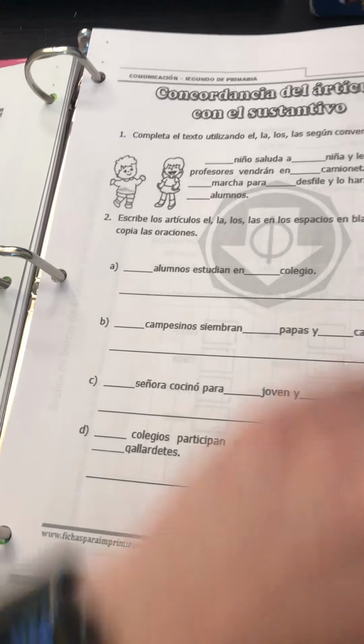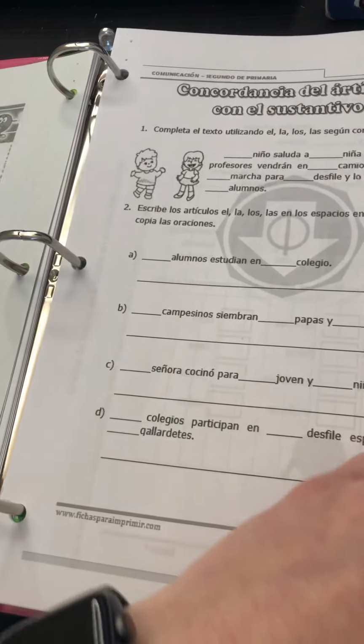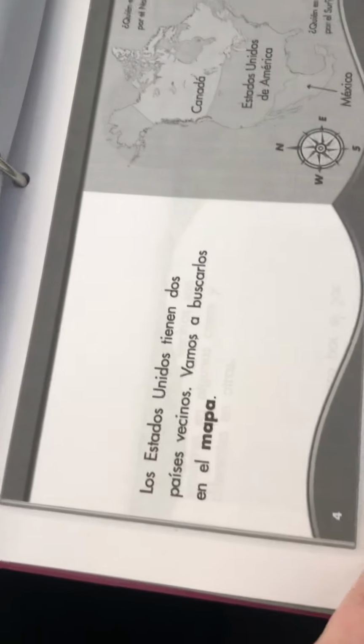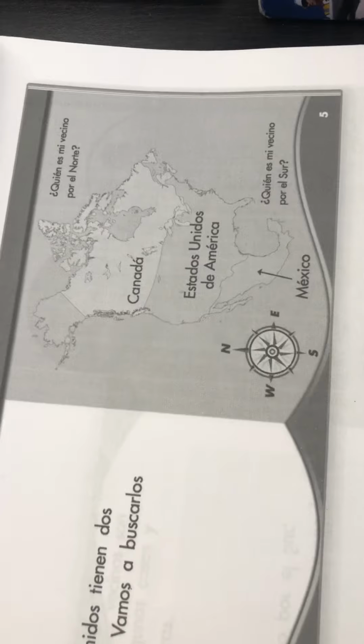So here you have all your Spanish work for the week. And we'll put out videos that explain what you need to do and when you need to do it. And if you look, it matches with what you're doing in ELA, doing the neighbors of the United States, Canada and Mexico. Then you get to the math section.